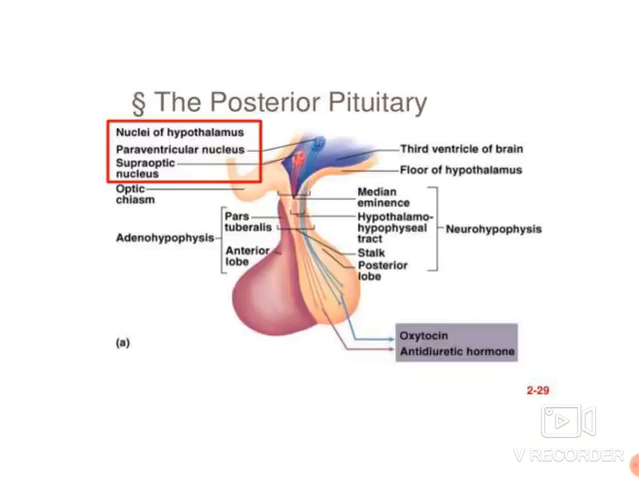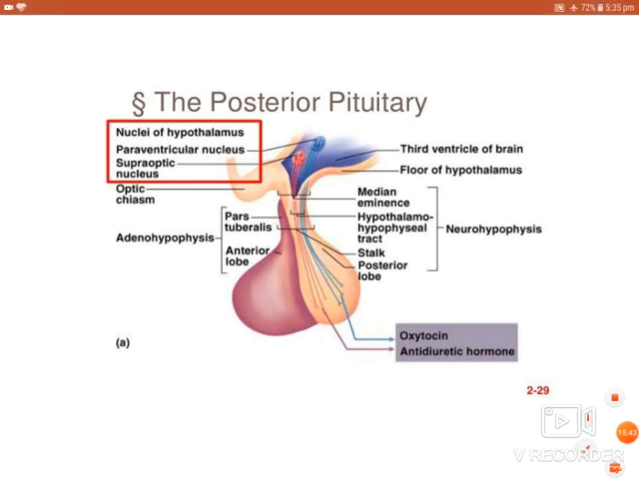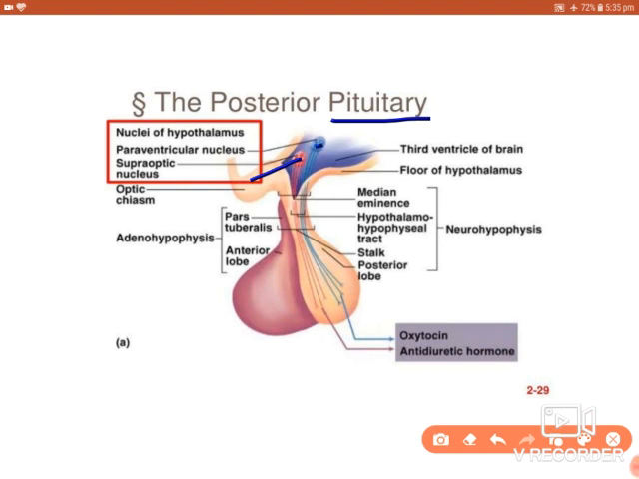See the same here: the posterior pituitary, the supraoptic and the paraventricular nuclei. This forms the hypophyseal tract.